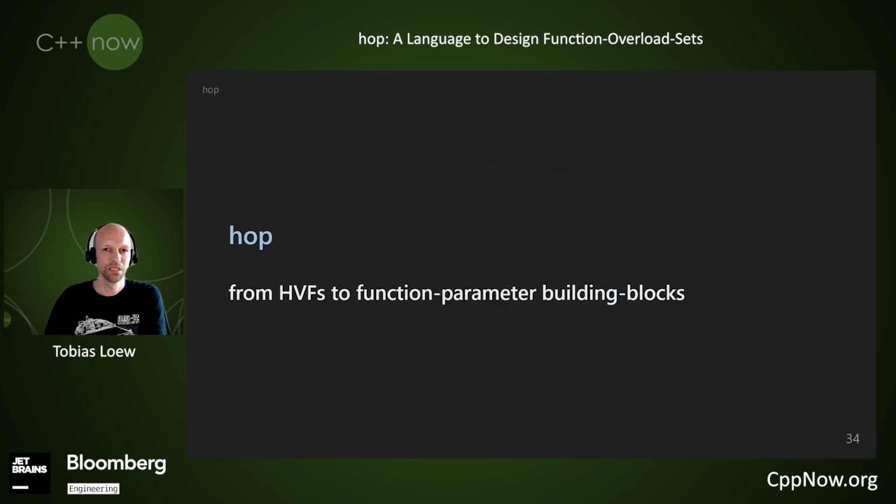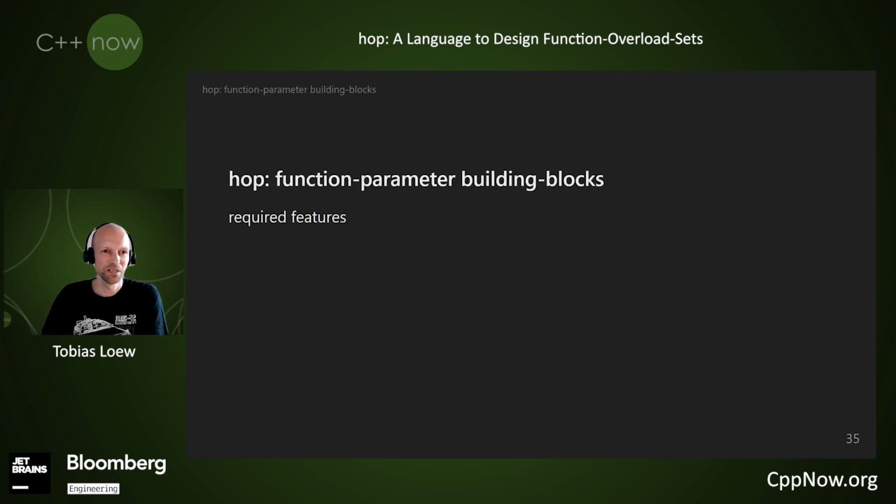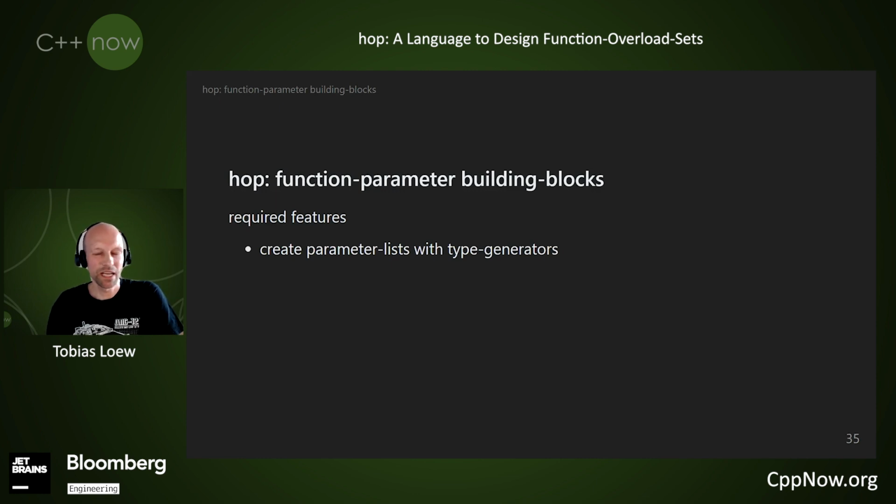let's go on. So next, we want to go from homogeneous variadic functions to function parameter building blocks. And this is what HOP was designed for. HOP comes from homogeneous parameter sets, but it was extended to have arbitrary parameter building blocks. So the required features for this library: we want to be able to create parameter lists with type generators.